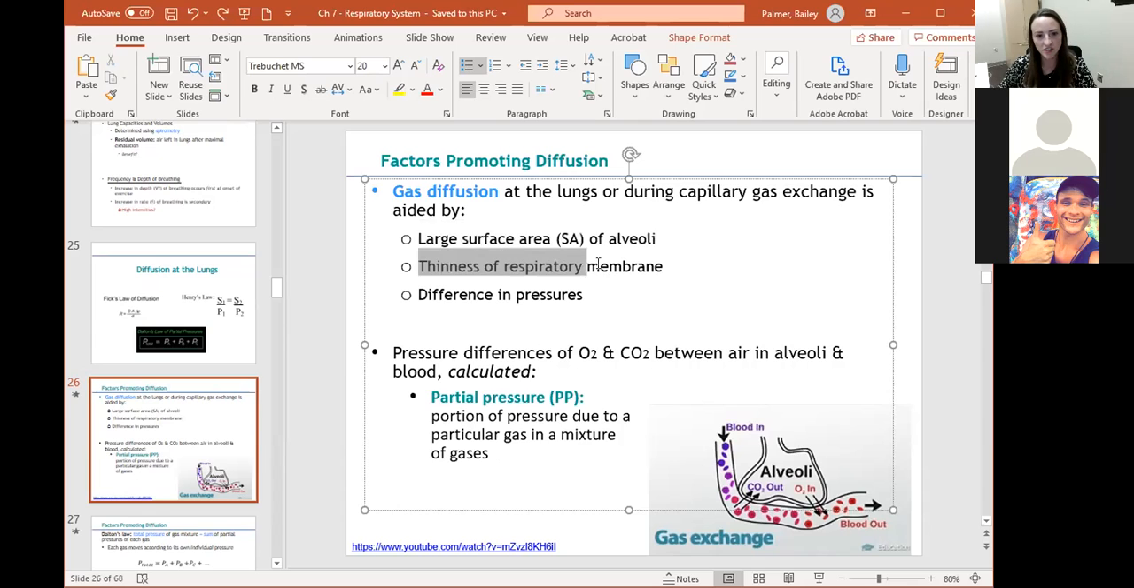The other 2 points you needed to have written down was the thinness of the respiratory membrane, how the gas only has to pass through 2 cell walls, which is the wall of the alveoli and then the wall of the capillary. So the thinness of the membrane and then the difference in partial pressure.